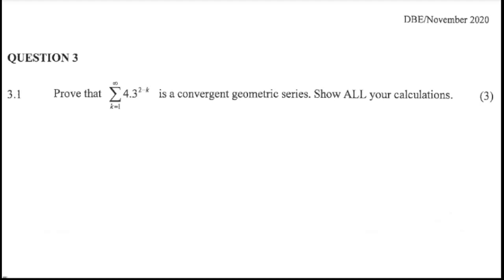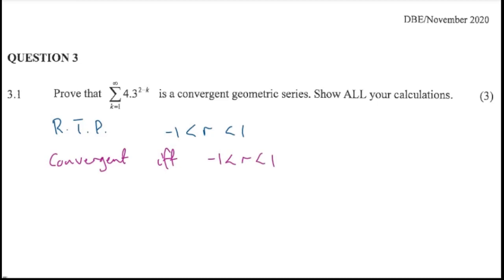So if you have to prove that a series is convergent, what you're required to do is prove that the common ratio is between -1 and +1. Why? Because sequences only converge when that happens. So remember, a sequence is only convergent if and only if r is between -1 and +1.